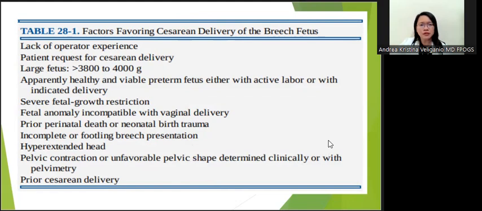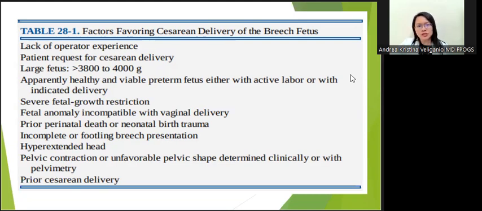You have a very large fetus. Of course, they must not be delivered via vaginal route. Okay? A viable preterm fetus with active labor or with indicated delivery. Remember, please take note that usually preterm fetuses have this disproportion. They tend to have bigger, larger heads. And so you cannot really risk delivering a preterm baby in breech via vaginal route.